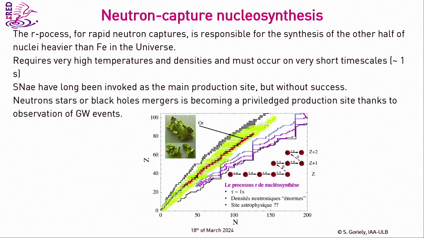There's another way to build the most massive neutron-rich elements, like gold, for instance, which is the rapid neutron capture, the R process, and it's responsible for the other half of heavy nuclei in the universe. It requires very high temperatures and densities, and it's very short-lived because you decay immediately. So you capture a neutron, you decay. You capture a neutron, you decay, and that's how you climb up in mass. Okay, this is the R process.